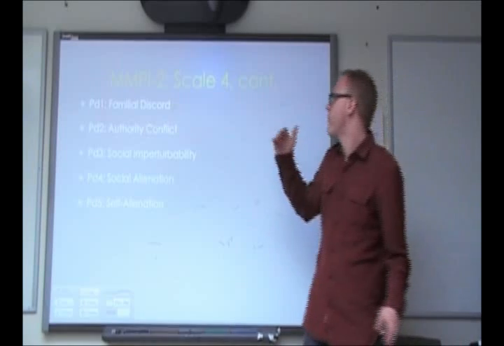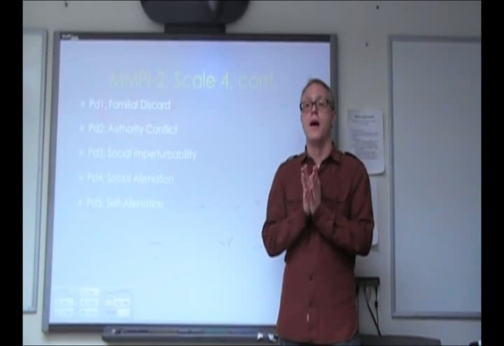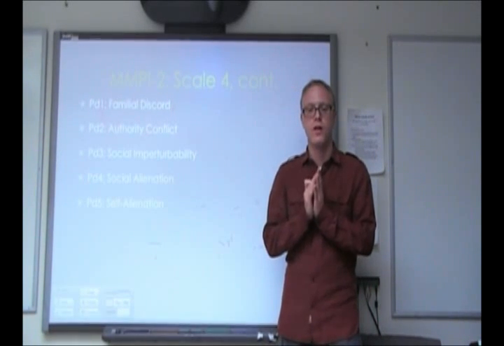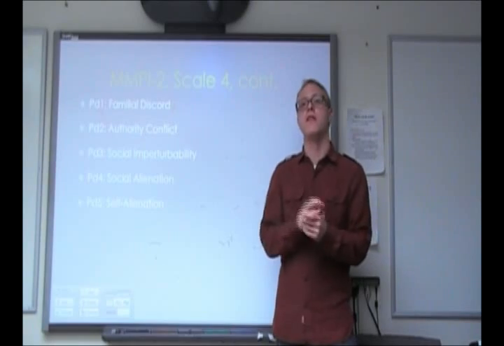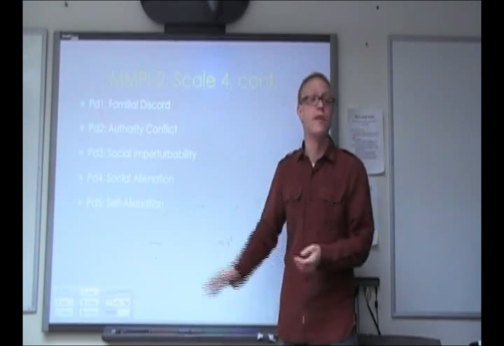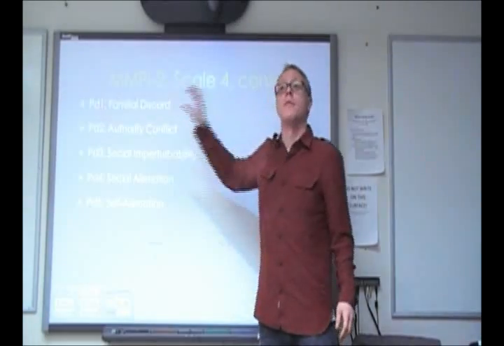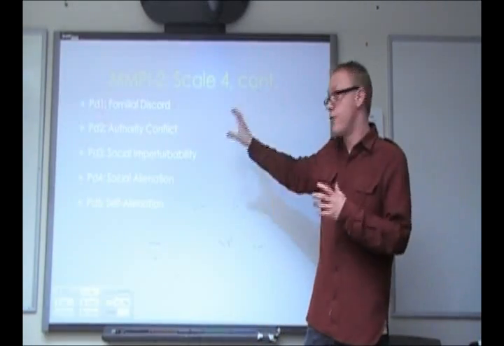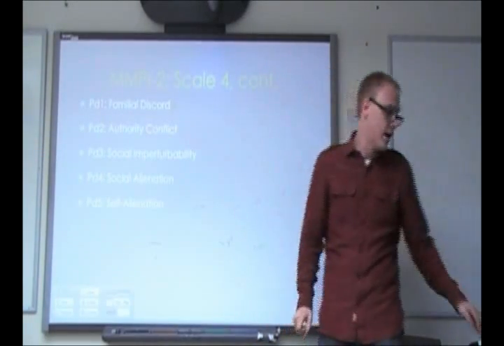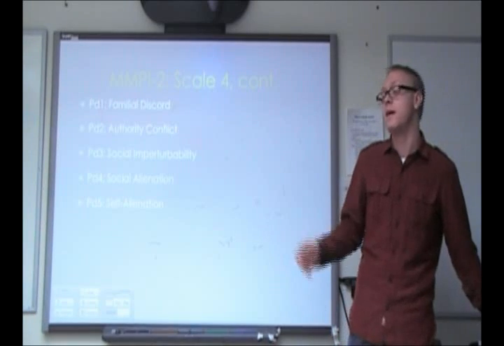Oftentimes people that are sort of minorities within their family, like transgender or gay people, will tend to score really high on scale 4, only because they've been cut off by their families, or they've been alienated, or persecuted. And it's not that they're psychopaths. Or they could be, but not all.